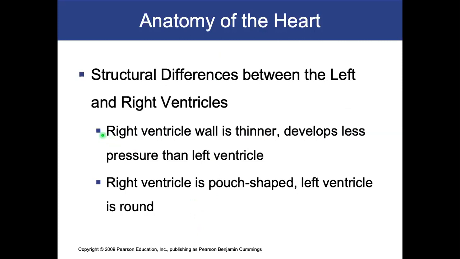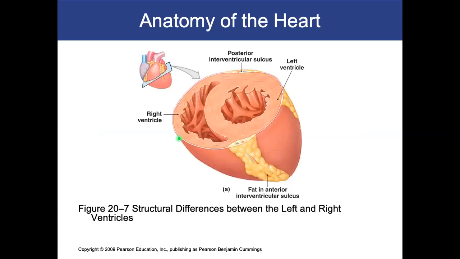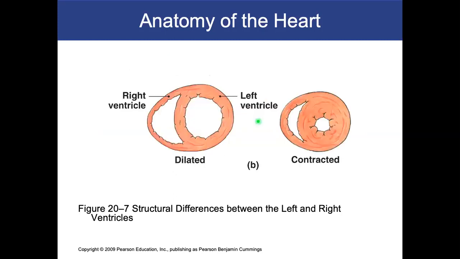Right ventricle wall is thinner. It develops less pressure than left ventricle. You don't have to pump that far, you just pump to the lungs. Left ventricle has to pump out to the rest of the body. So if you take a look, right ventricle is pouch shaped, left ventricle is sort of round, right? Left ventricle has more massive muscle than your right ventricle because you're going to have to generate enough force to pump out to the body. Here's relaxed and here's contracted.